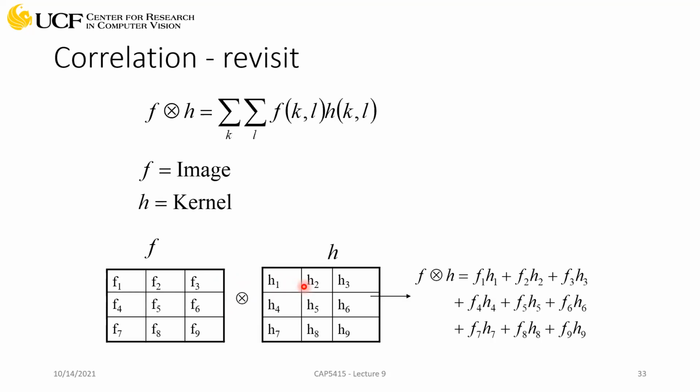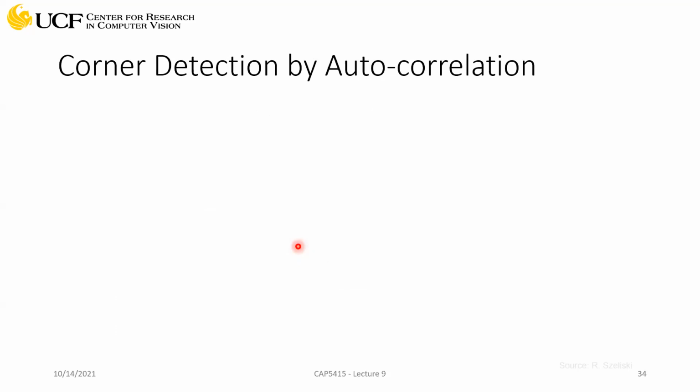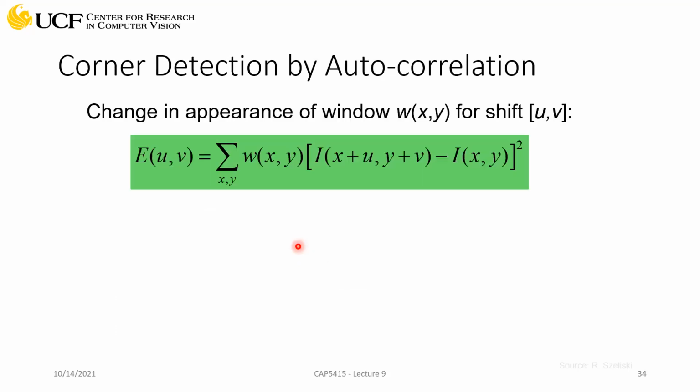So we try to use this correlation for detecting corners, but the interesting fact here is that in this case we are finding correlation between the image and the kernel, right? But what we are going to do here is find the correlation between the image and itself, and that's called autocorrelation. So we don't have a filter or an image patch, we just have the image, and we try to find the correlation with itself. That's called autocorrelation.